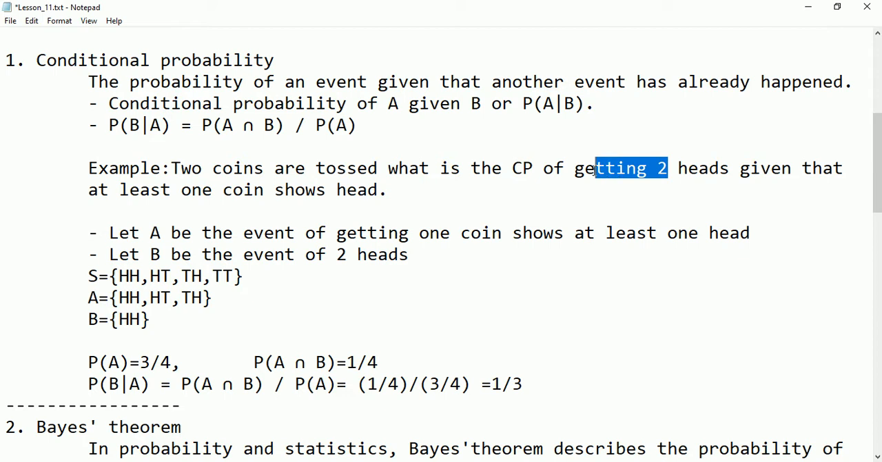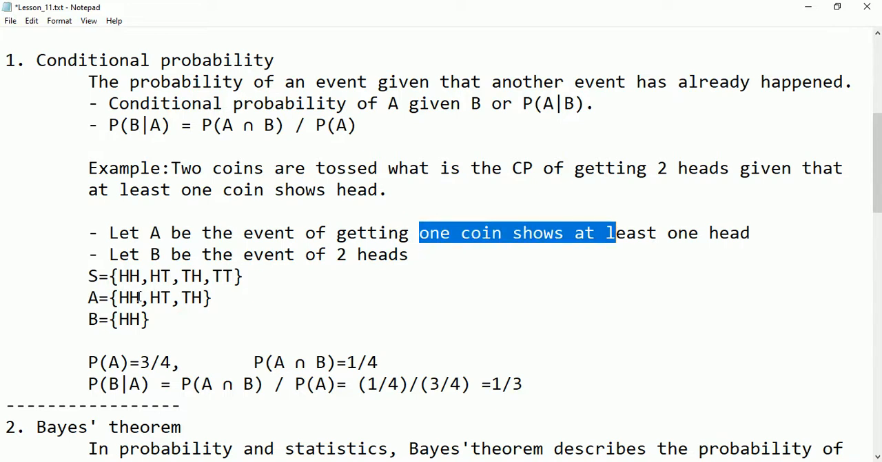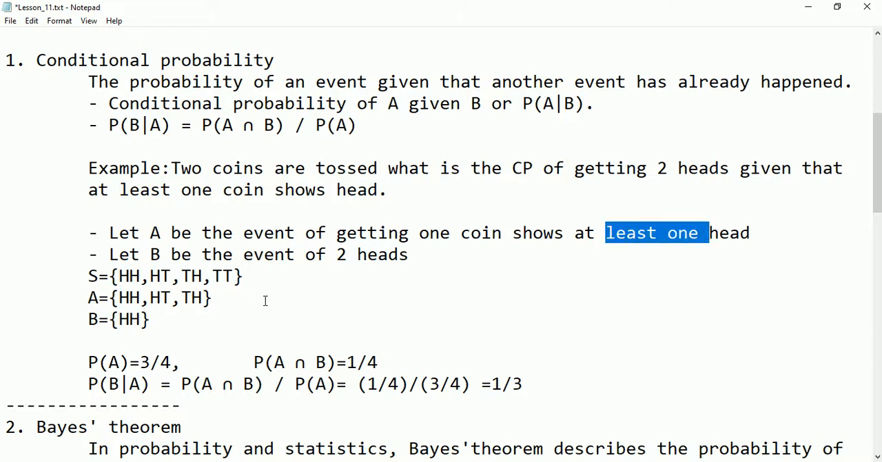If a coin is tossed two times, what is the sample space for that? This is the sample space: either we get two heads, one head and one tail, or one tail and one head, or both tails. Now condition A represents what? The coin shows at least one head. So this is a head, here also we have a head, and here we have two heads. So the condition is at least one head. This is event A.